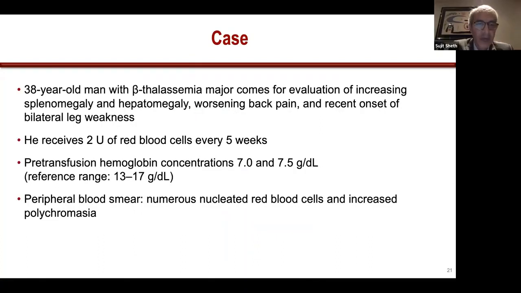So we'll talk about a case here. This is a 38-year-old man with beta thalassemia major who comes for evaluation of increasing splenomegaly and hepatomegaly, worsening back pain, and a recent onset of bilateral leg weakness. He receives 2 units of blood every 5 weeks. His pre-transfusion hemoglobins are somewhere in the 7 to 7.5 grams per deciliter range, with the reference range for an adult male being 13 to 17. His peripheral smear shows numerous nucleated red blood cells and increased polychromasia.